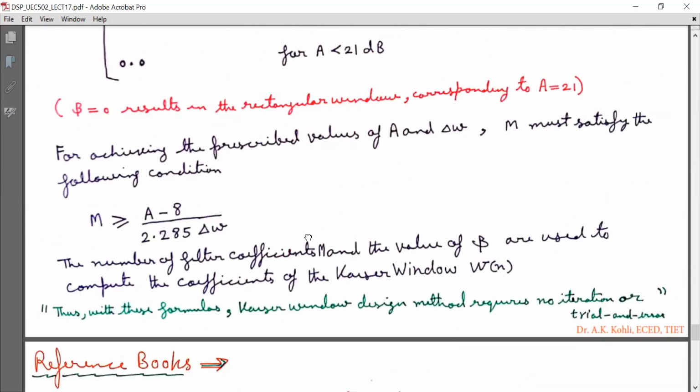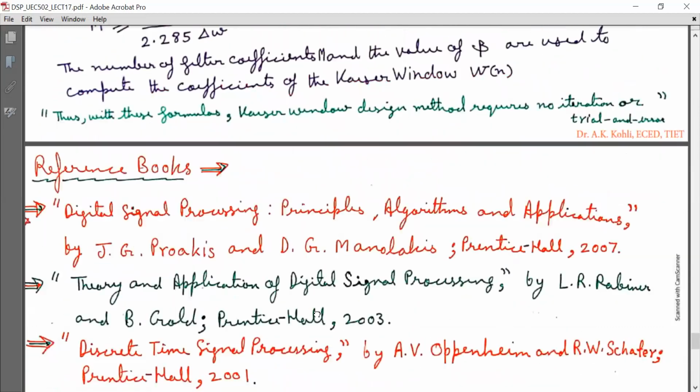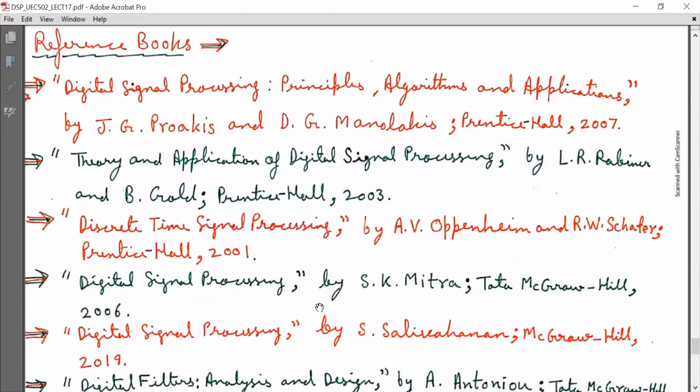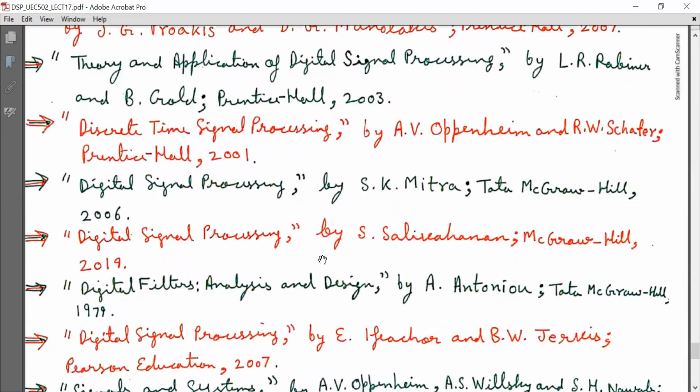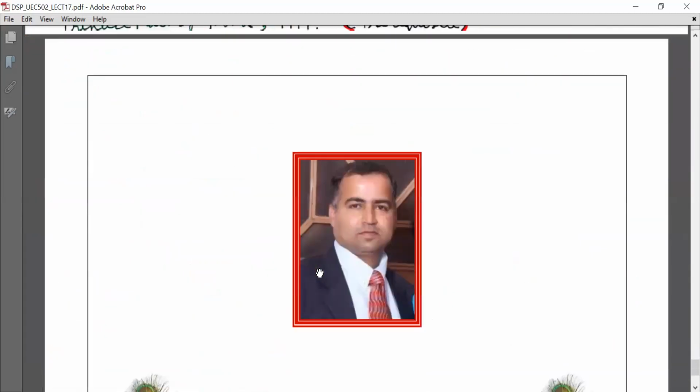So here I have discussed the last window, the Kaiser window, and these are some reference books from which I have taken material. And that's all for today's lecture.